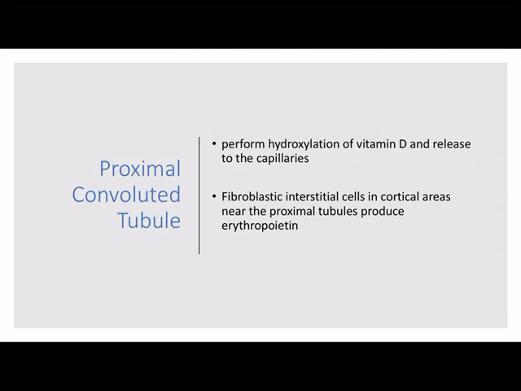So in the proximal tubule happens the activation of your vitamin D to calcitriol, which will then be released to your capillaries. The proximal tubule also performs the production of your erythropoietin.